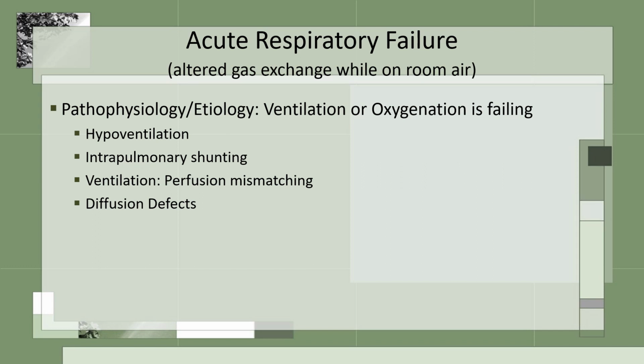The last reason can be from diffusion defects. This is when the distance between the alveoli and the capillary membrane is increasing because there's a buildup of fluid. And then the cardiac output decreases, so the O2 supply to the cells is not meeting the demand. This is from lactic acidosis, or hemoglobin is low, so there is less oxygen delivered to the cell.